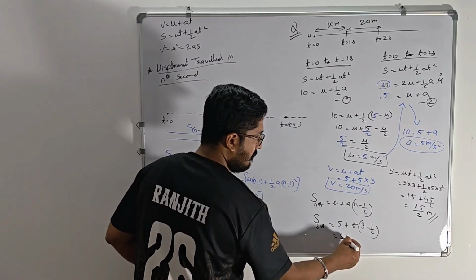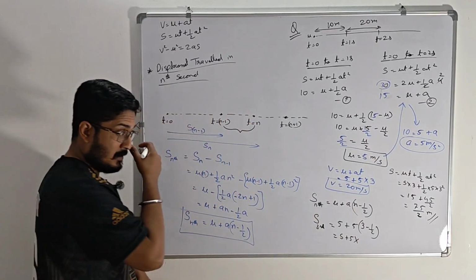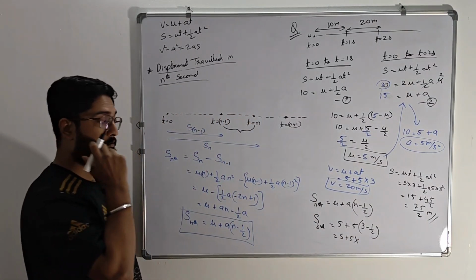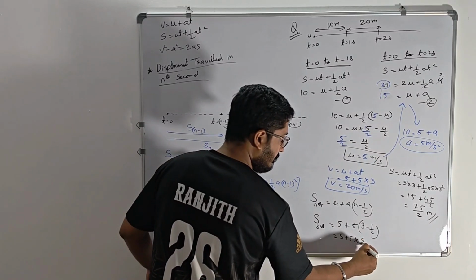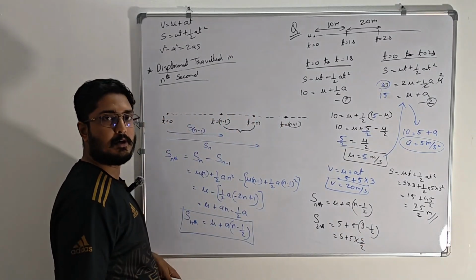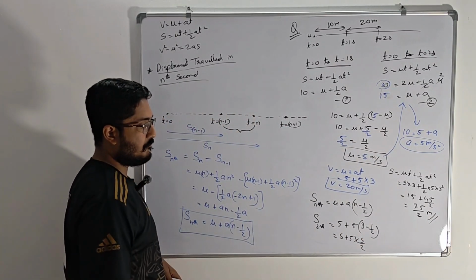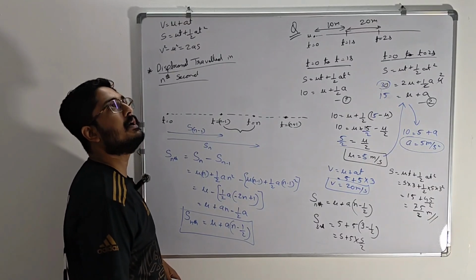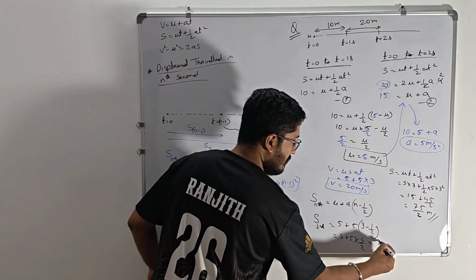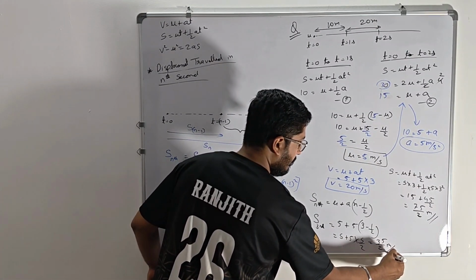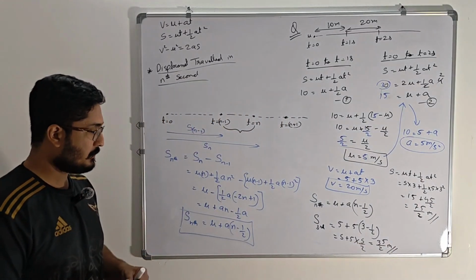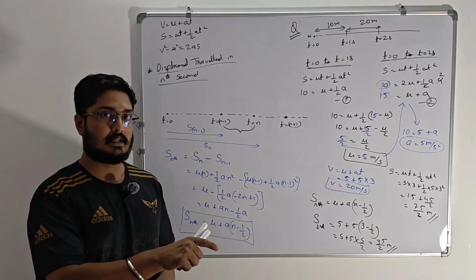So what do I get? 5 plus 5 times of, that will become 6 minus 1, 5, 5 by 2. So this will become 25 by 2. So 5 plus 25 by 2, it will give me 35 by 2, right? 35 by 2 meters. This becomes the displacement in the third second.